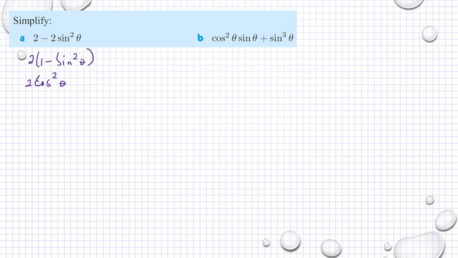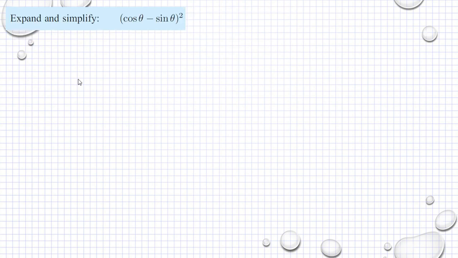Here, the common factor is sine theta, so we have sine theta times cosine squared theta plus sine squared theta. You know that cosine squared theta plus sine squared theta is equal to 1. This is equal to 1, then we have only sine theta.